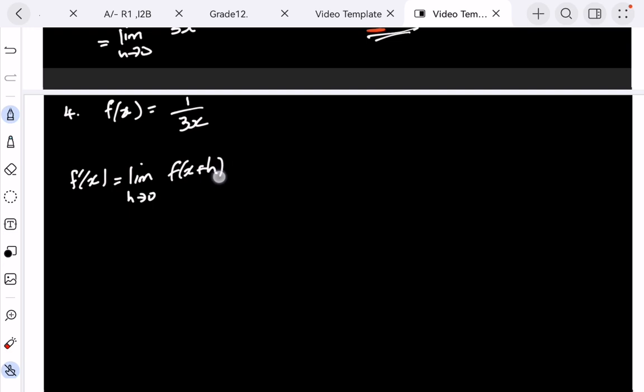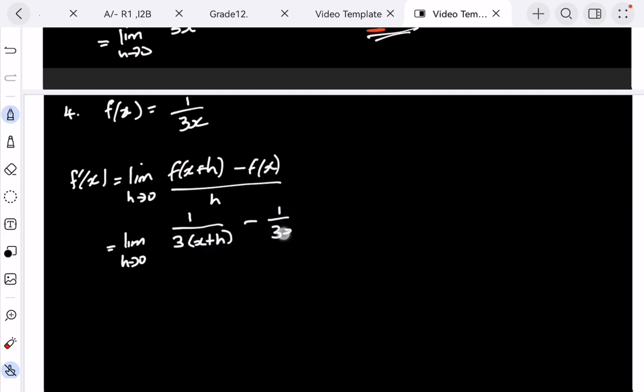You see how I always write the same formula. I don't get tired, because it's necessary. You have to write it the same way, you have to write this limit all the way down. Okay, so what's our formula for f of x plus h? It's 1 over 3x. So what we are going to do, we are going to put x plus h where there's x, minus f of x, which is 1 over 3x, all over h.